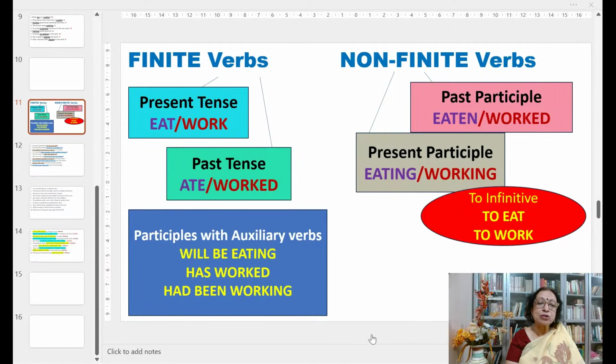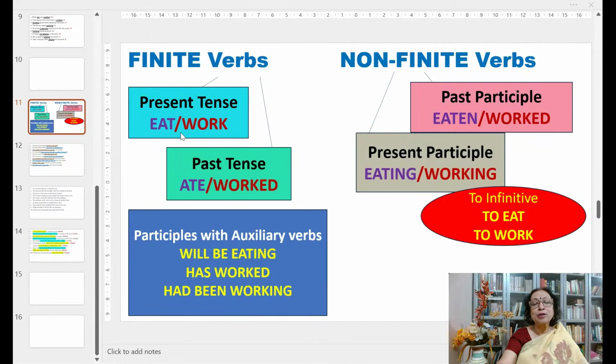Today's session is on phrases and clauses. Phrase and clause are incomplete groups of words. The difference is that in a clause, you have to have a finite verb. Now look at the verb, finite verb. And in a phrase, you can have any number of non-finite verbs, but you cannot have a finite verb.